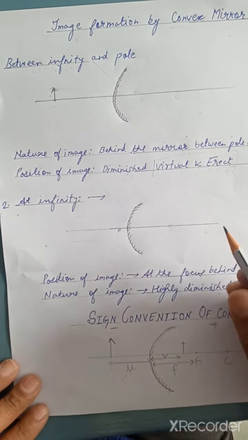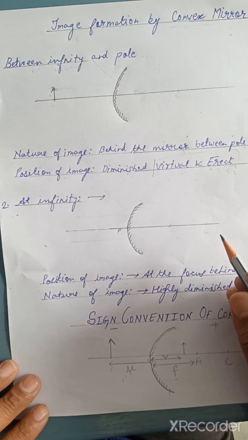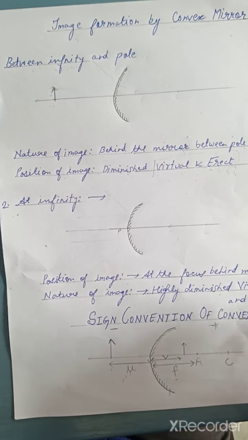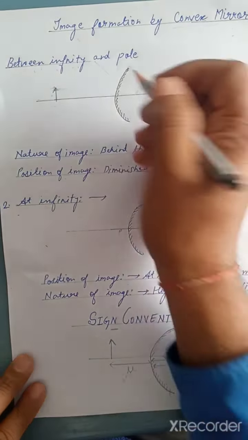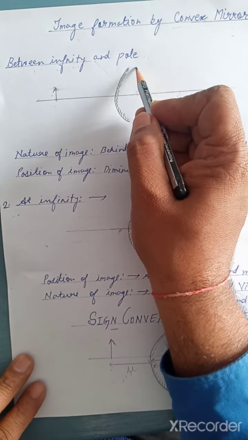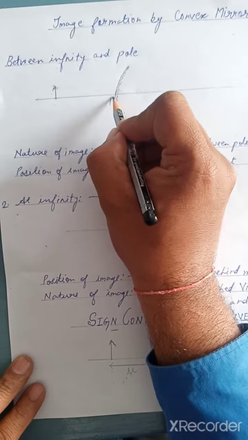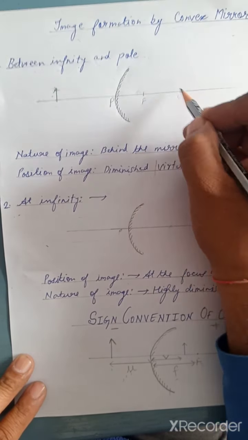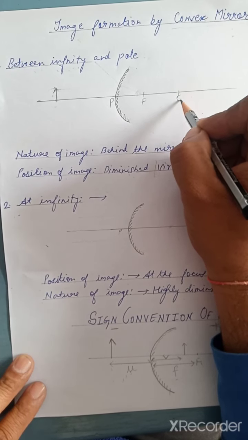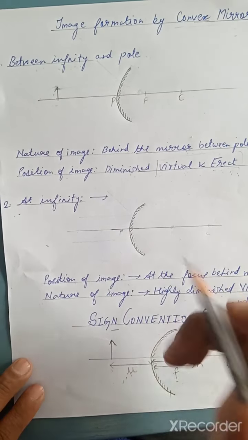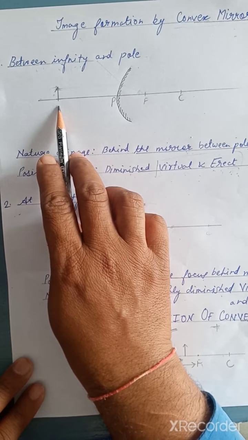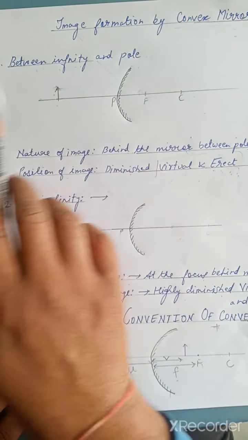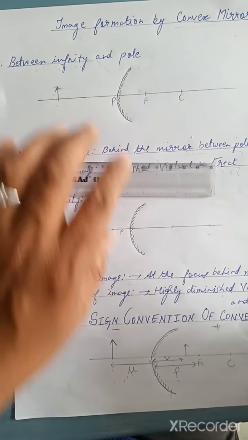Always. Now we will draw the ray diagram of it. You will see that it always forms a virtual and erect image. First, we are taking the object between infinity and the pole. Suppose this is the focus and this is the center of curvature. The object is kept between the pole and infinity. Infinity is a long distance, so suppose we are keeping the object here.